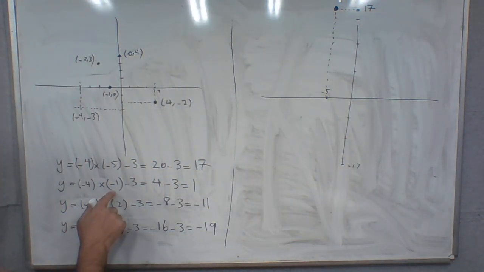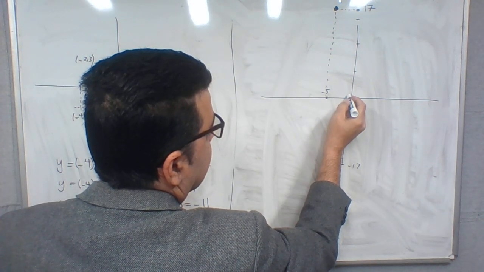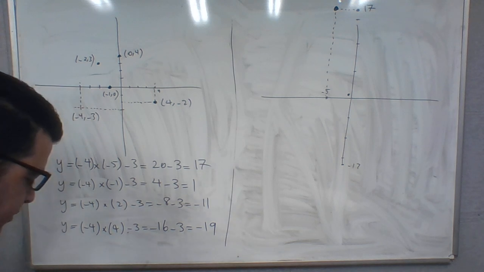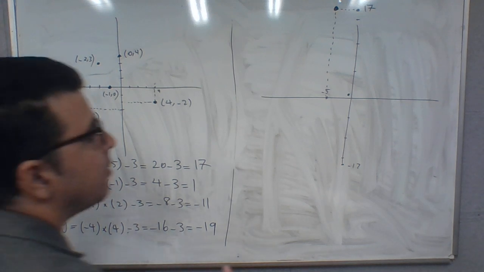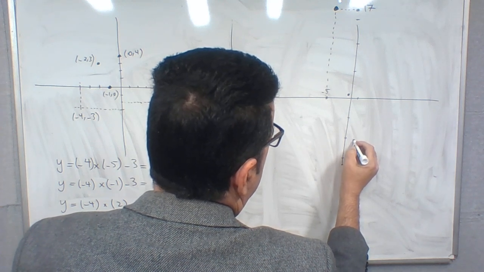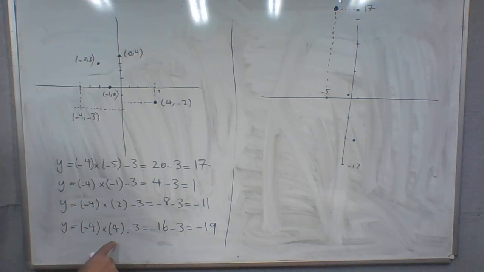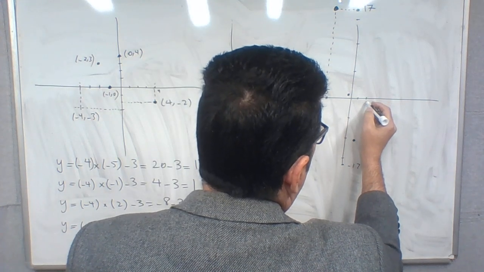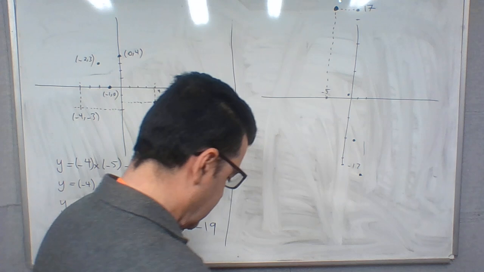The second one is negative 1 and 1. So negative 1 and 1 here. The third point is 2 and negative 11. 2 and negative 11 around here. And then the fourth one is 4 and negative 19. So this is 4 and this is negative 19 here. Okay.